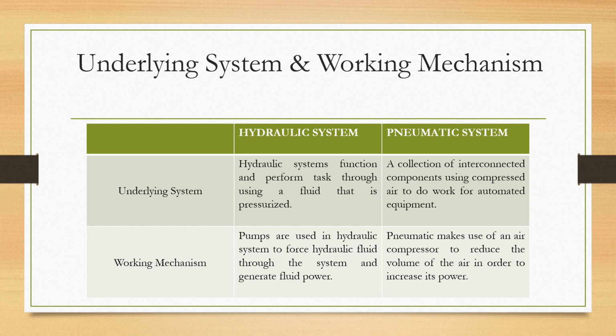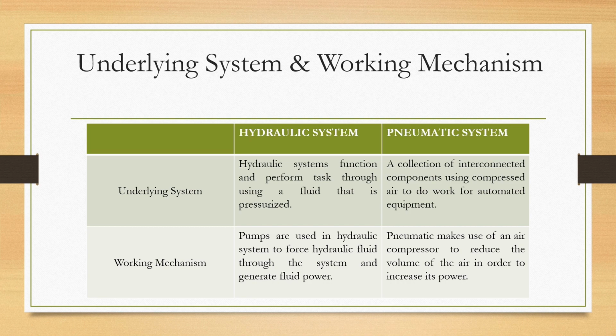A pneumatic system is a collection of interconnected components using compressed air to do work for automated equipment. The compressed air or pressure gas is usually filtered and dried to protect the cylinder, actuator, tool and blade performing the work.